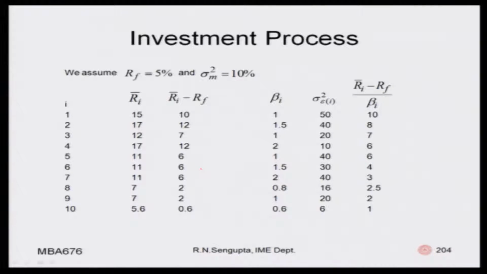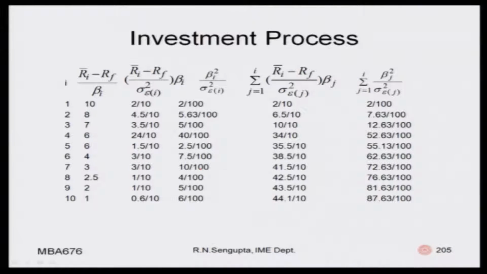We have the betas, which are already given, and you have the sigma square, which is the white noise for that particular stock, and in the last column you basically have the ratio. What we see is that the ratio of the first is 10 and the last one is 1. So we want to make a decision at what stage we should cut off, so that stocks above are included and the others are not included, considering short selling is not allowed.